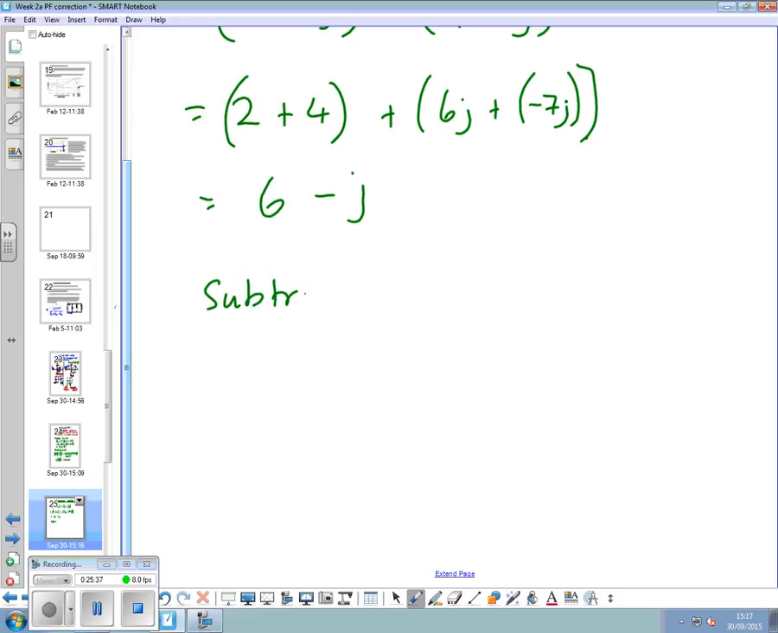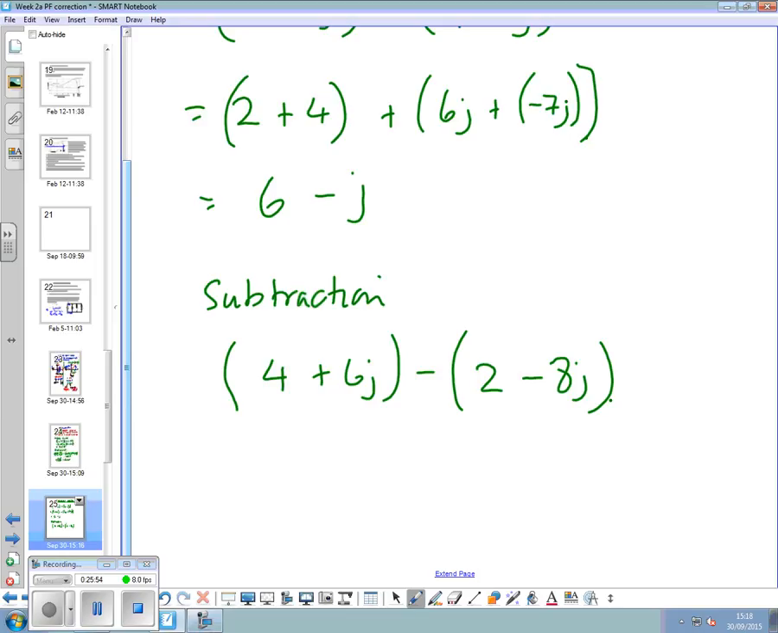Subtraction. 4 plus 6j minus 2 minus 8j. Similar. 4 minus 2 for the real parts. Subtract the real parts. Minus 6j minus 8j.